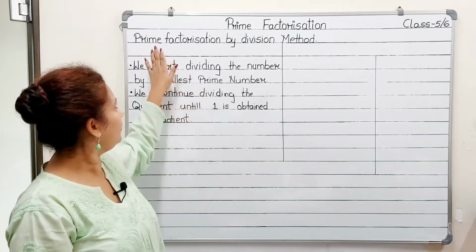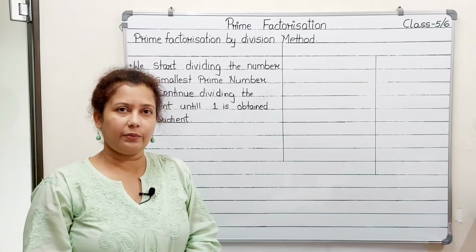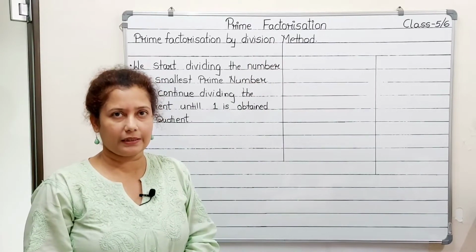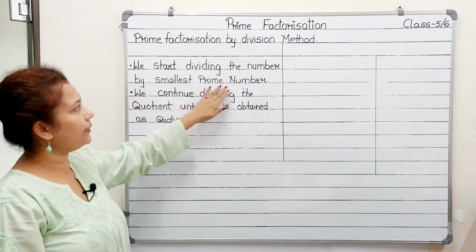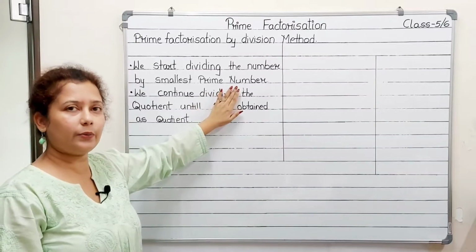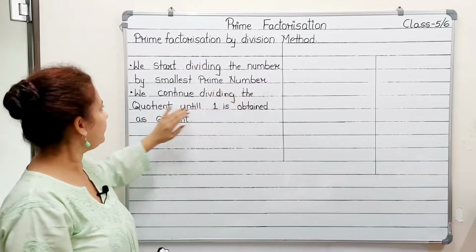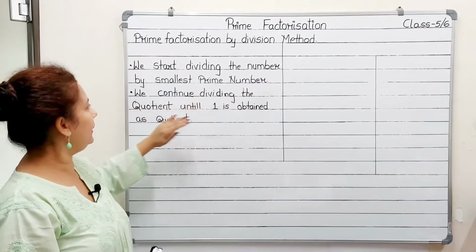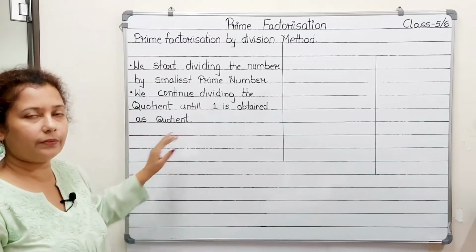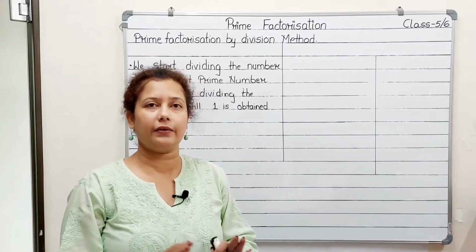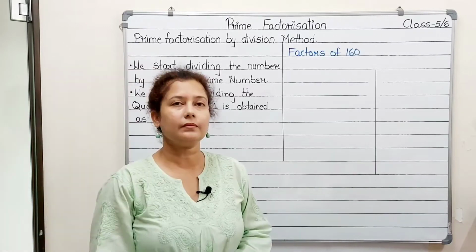Now I will explain prime factorization by division method. Steps are same, only the way of representation is different. We start dividing the number by the smallest prime number. Here also we start dividing the number by the smallest possible prime number. We continue dividing the quotient until 1 is obtained as quotient. Here when we get 1 as the quotient, there we will stop. So we will understand this with the help of an example.